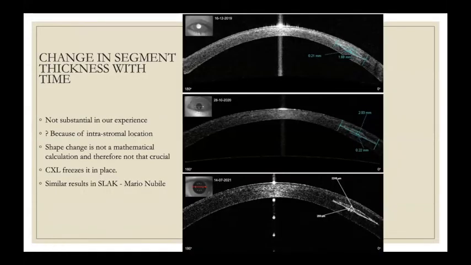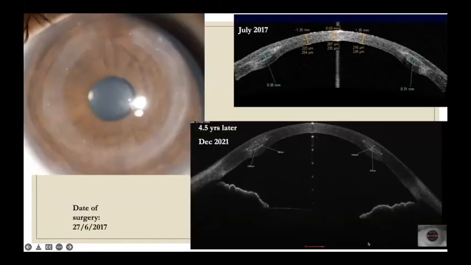Our experience with change in segment thickness with time has been good. We've not done a full-blown study on this, but some of the patients whom we've analyzed, we've seen it remain stable over time, and we're not sure why this is, but it has been seen to remain stable. This also mirrors Mario Nubile's study with SLAC, where he also says that it remains stable. Is it because of the intrastromal location? Possibly, but I think most of our cases are combined with cross-linking, so that may also have something to do with it.